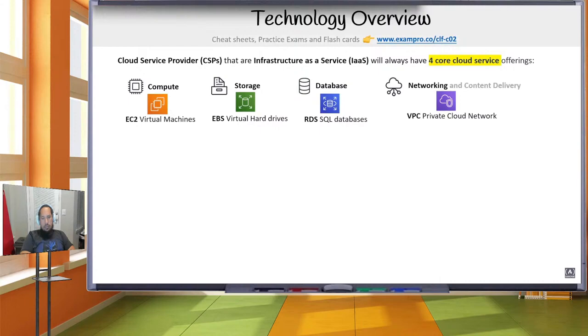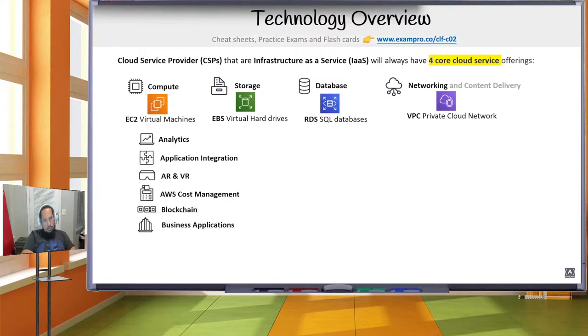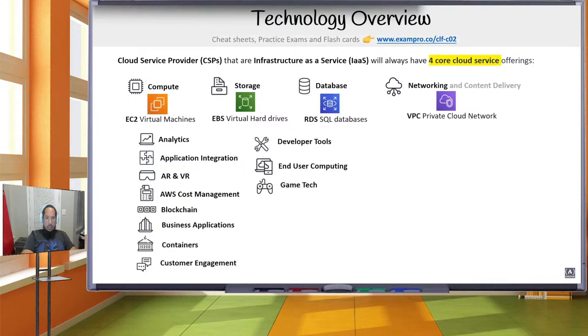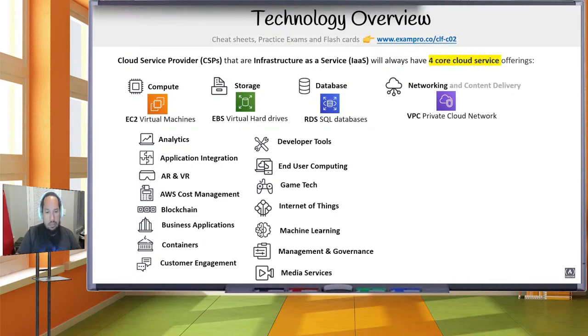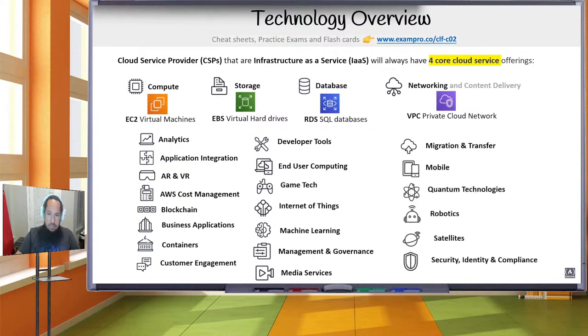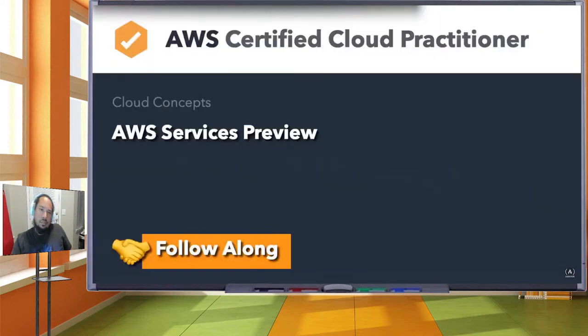Okay, so let's look at all the categories that are outside the four core. There could be analytics, application integration, AR, VR, AWS cost management, blockchain, business application, containers, customer engagement, developer tools, end user computing, game tech, IoT, machine learning, management and governance, media services, migration and transfer, mobile, quantum technologies, robotics, satellites, security, identity, and compliance. If there was more, I would not be surprised, but you can see there's a lot of stuff going on here.